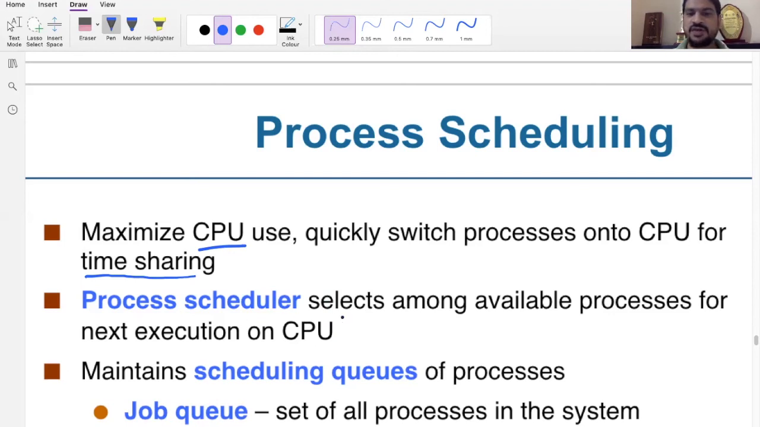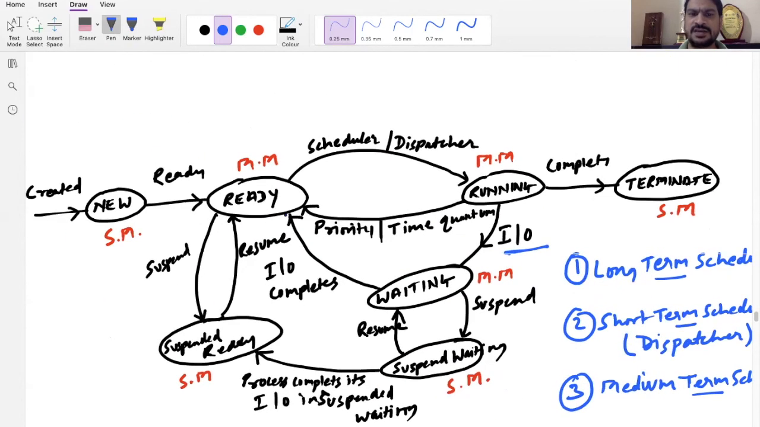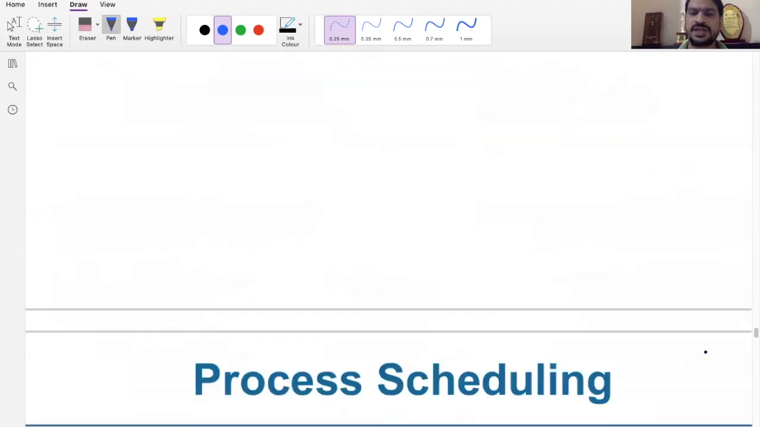The process scheduler selects among available processes for the next execution on the CPU. As I told you, if any process is in the ready state, who will decide to move it from the ready state to the running state? The CPU scheduler will decide. The CPU scheduler is nothing but the short-term scheduler, and the process will be dispatched by the dispatcher from the ready state to the running state.